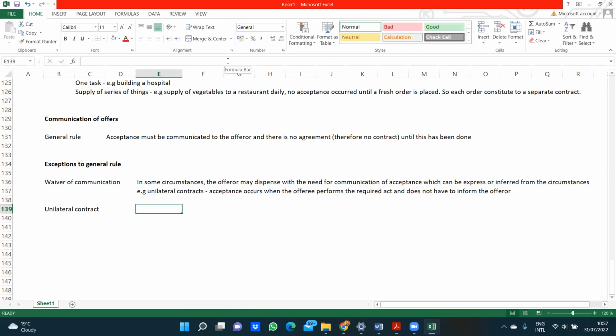Sometimes, for example, in unilateral contract, acceptance occurs when the offeree performs the act. As previously we discussed, acceptance can be by oral, written, or by gesture, behavior. All right. So here, he performs the act without communication. So when he performs the act itself, it means he has accepted the terms and conditions of the contract and they are now bound to enter the contract.